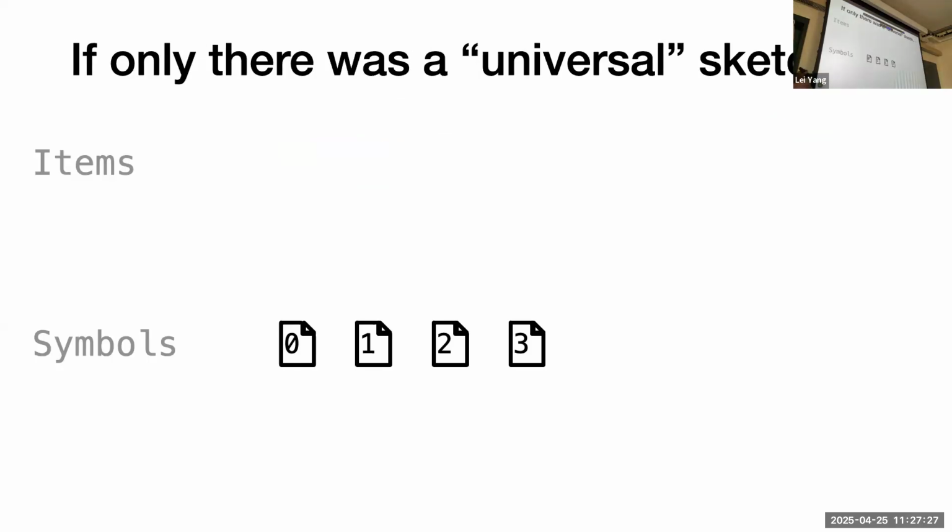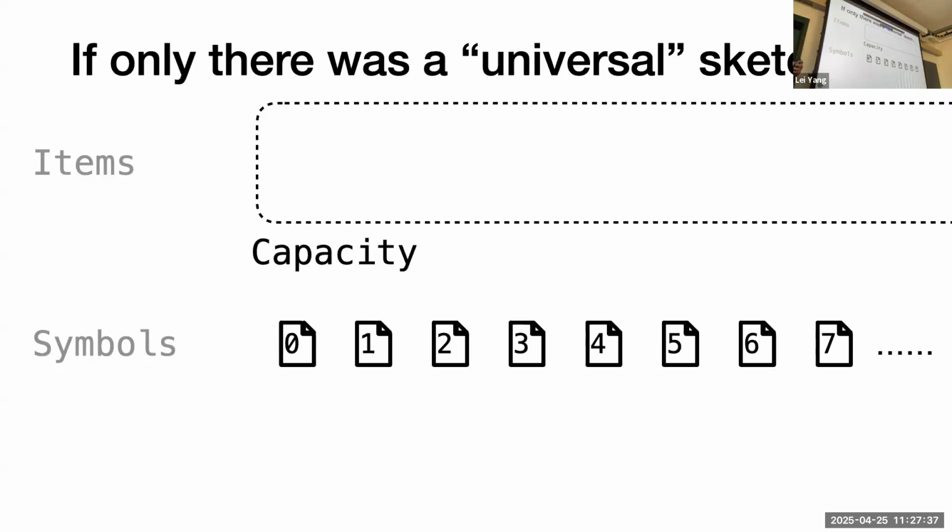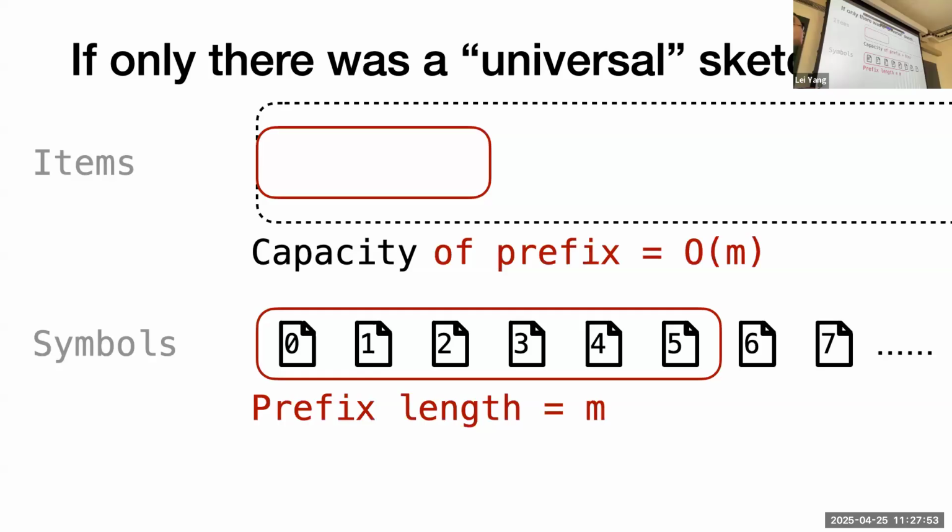Okay, so the hope here is that it'd be great if there was a so-called universal sketch. And what is a universal sketch? A universal sketch, by definition, can handle an infinite number of different items, and it has an infinite capacity. So it's infinitely long, but on the other hand, it would be great if each prefix of this infinitely long sketch is also a valid sketch that allows you to decode and reconcile a correspondingly, basically a proportional number of items.